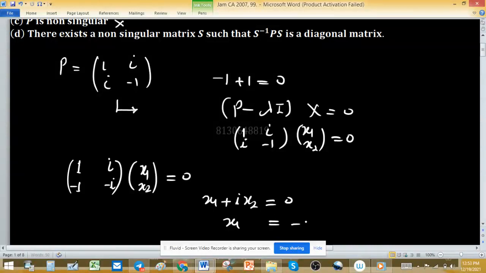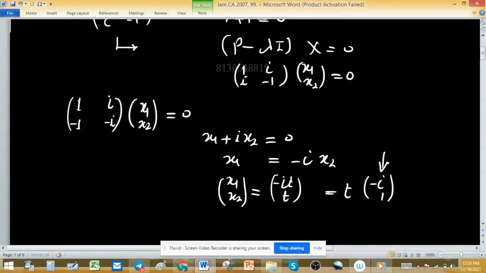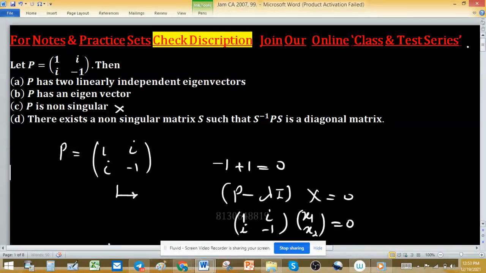x1 can be written as minus iota times x2. So if you assign any value to x2, suppose t, then the value of x1 is minus iota times t, and this can be written as t times the vector [minus iota, 1]. So this you can consider a linearly independent vector. So P has an eigenvector. Option B is true, and option A is false because the word two is used in this option.